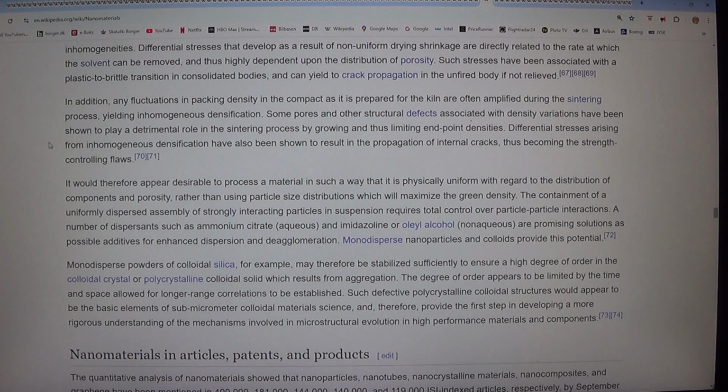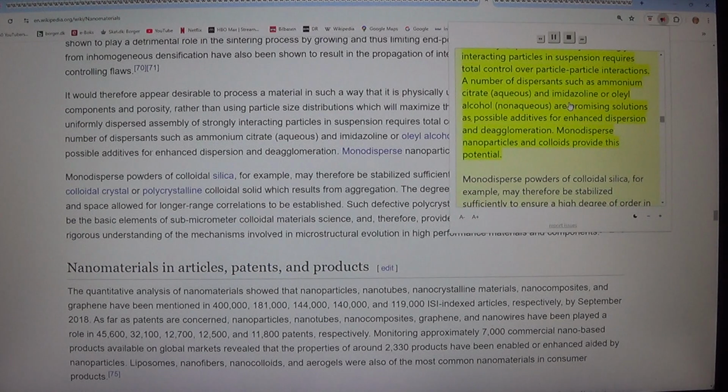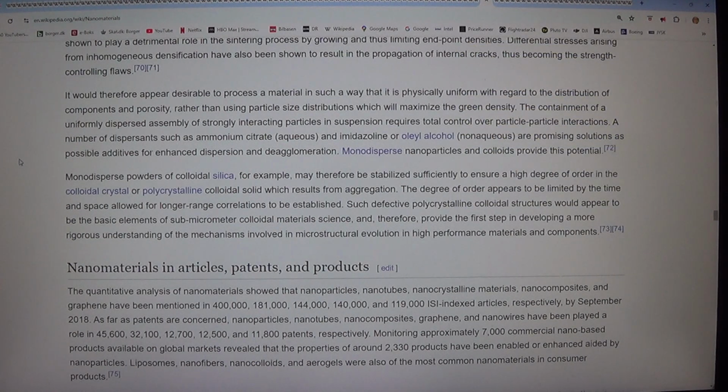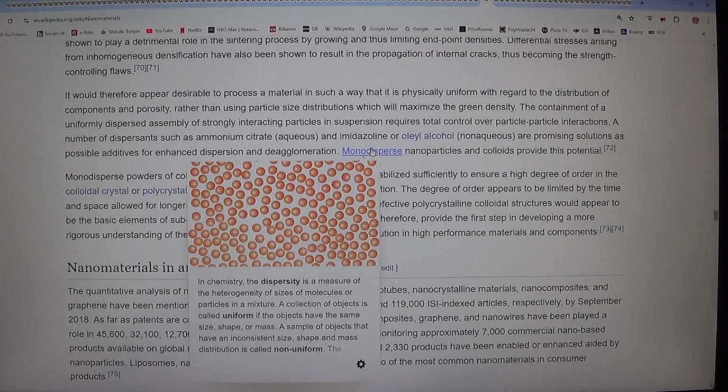Differential stresses arising from inhomogeneous densification have also been shown to result in the propagation of internal cracks, thus becoming the strength-controlling flaws. It would therefore appear desirable to process a material in such a way that it is physically uniform with regard to the distribution of components and porosity, rather than using particle size distributions which will maximize the green density. The containment of a uniformly dispersed assembly of strongly interacting particles in suspension requires total control over particle-particle interactions. A number of dispersants such as ammonium citrate, imidazoline or ethyl alcohol are promising solutions as possible additives for enhanced dispersion and deagglomeration.